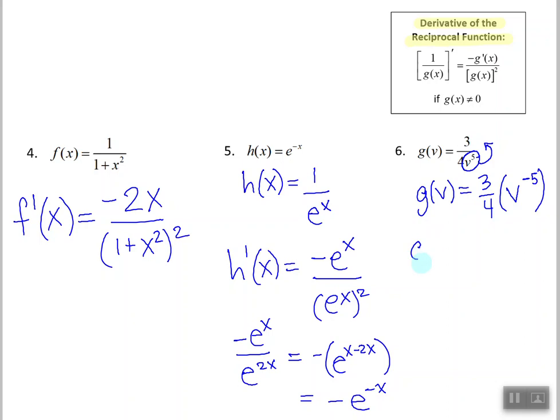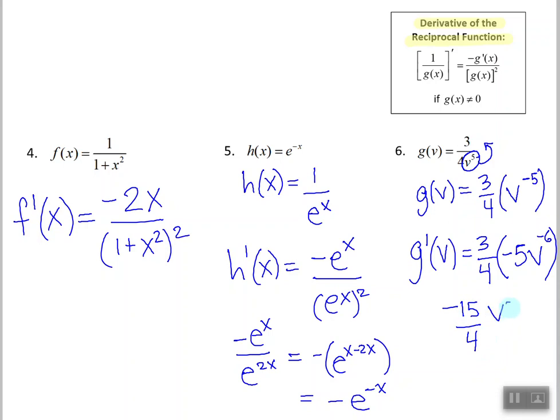Let's take the derivative of g of v, or g prime of v. Constant multiple rule tells us the 3/4 hangs out, and the derivative of v to the negative fifth is negative 5v, subtract 1 from negative 5 and get negative 6. And then maybe we can clean this up a bit to make negative 15/4 v to the negative 6. And then sometimes we'll see this written how it originally was written with no negative exponents. So we'll say negative 15 divided by 4v to the 6th.